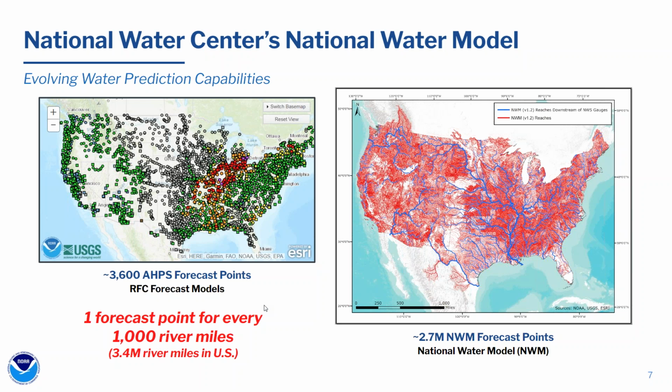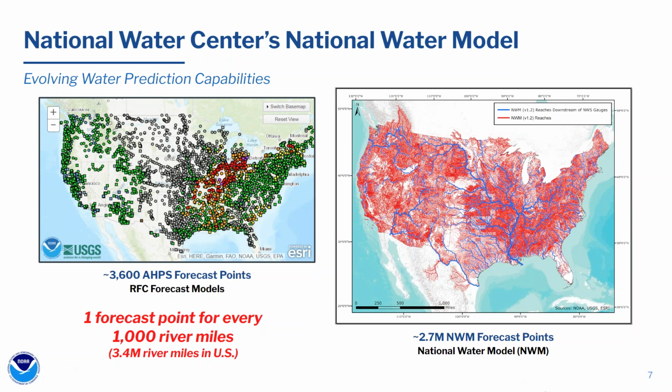Now, for those of you who are not familiar, the National Water Center is equivalent to the National Hurricane Center or the Weather Prediction Center or the Storm Prediction Center. They're just relatively new, basically established in the early 2010, 2012 timeframe.